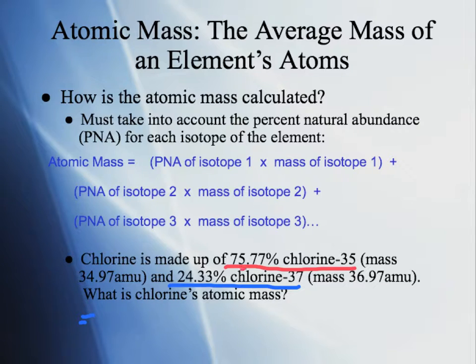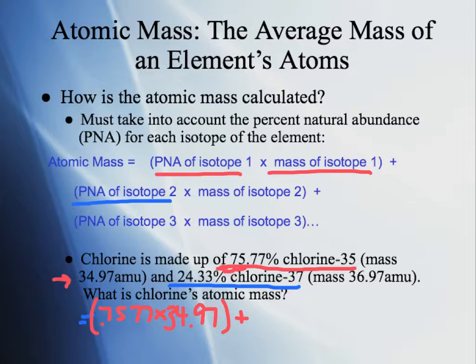So what we do is we take the 75% chlorine, and remember when we're doing percentages with math, we have to convert that to decimals. So we move the decimal over 2 places to the left: 0.7577. We multiply that, the percent natural abundance of isotope 1, by its mass, which is 34.97. Then we add it to the percent natural abundance for isotope 2, which is chlorine-37, that is 0.2433, multiplied by its mass of 36.97.